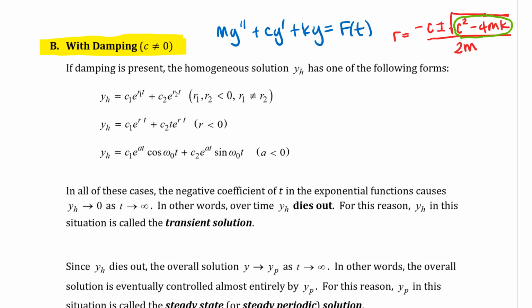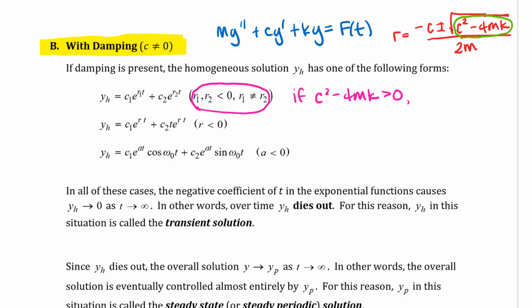So one situation might be if that expression inside the radical, that c squared minus 4mk, is positive, then you're going to end up with two distinct real roots. And so that's what's listed here in our first possibility. If I get c squared minus 4mk greater than 0, then I'm going to get two distinct real roots. So r1 and r2 will be real numbers, both less than 0, and they'll be different from each other. So distinct real r values for that characteristic polynomial.